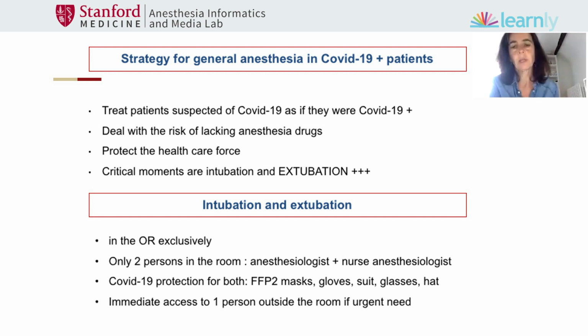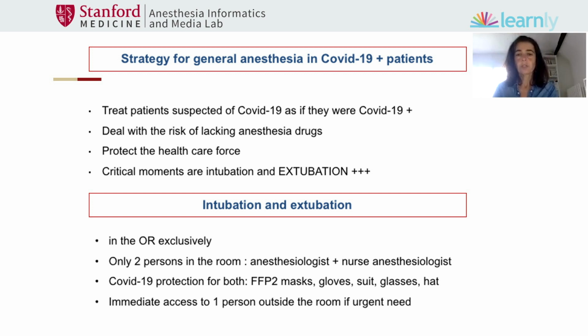This protocol was elaborated following the national guidelines that are available and that were elaborated by our national society. And of course, they were provided with the input of experts on infectious disease like Pierre Tattevin, who talked to us before. So the general strategy for general anesthesia in COVID-19 patients is, first of all, we treat all patients who are suspected of COVID-19 as if they were tested positive for COVID-19. You also have to have in mind in your protocols that you have to deal with the potential risk of lacking anesthesia drugs. You have, of course, to protect the healthcare force, and the critical moments are intubation and mostly extubation.